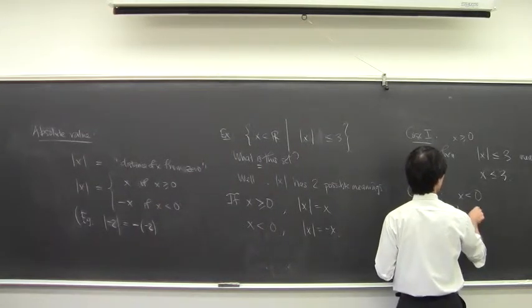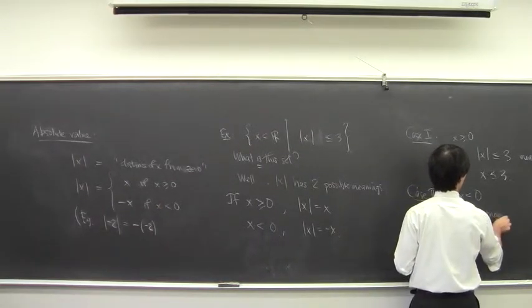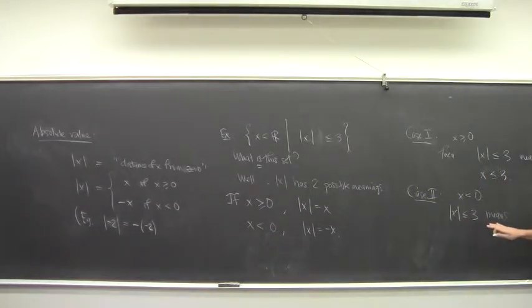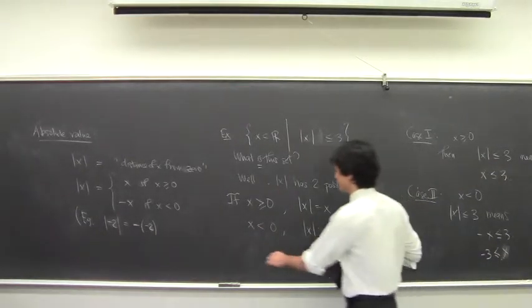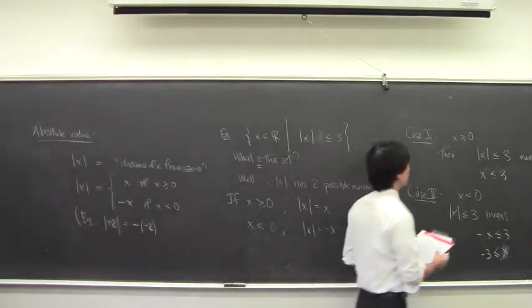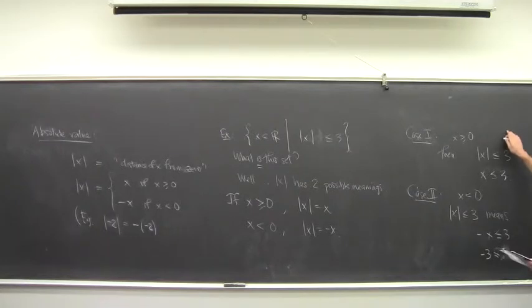absolute value of x less than 3 means what? Negative x is less than 3. In other words, x is bigger than negative 3. Right? So what do we get? What's the set then? Oh, first off, is everybody following what we did here?